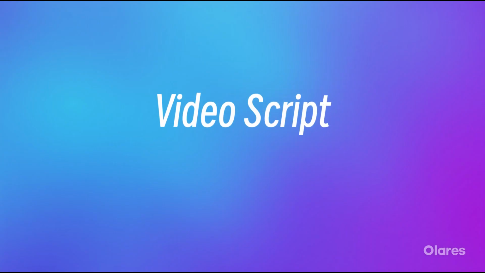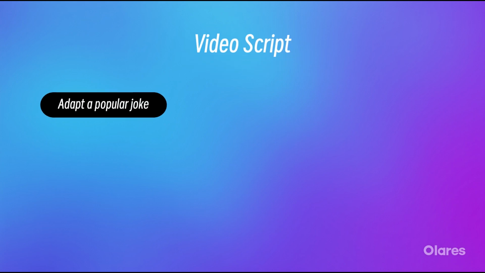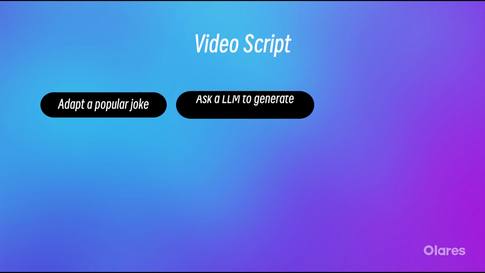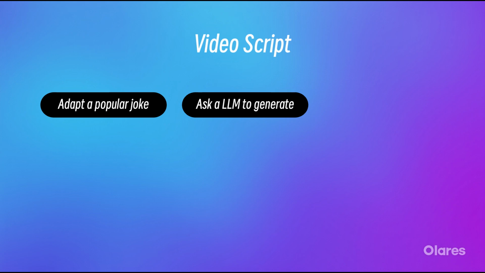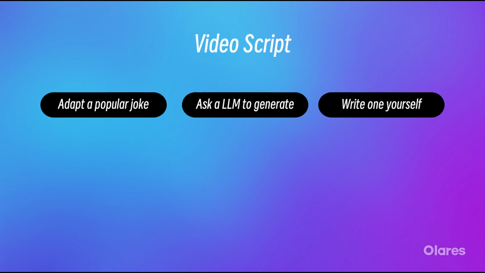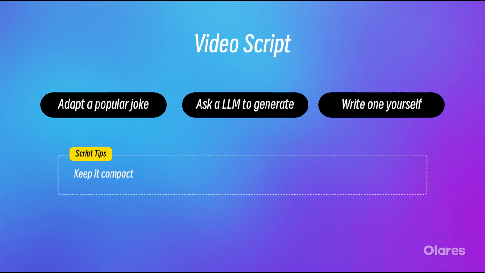You can get a short skit in different ways. Adapt a popular joke while avoiding copyright issues, ask a large language model to generate a twisty two-person dialogue, or write one yourself using the classic structure: misunderstanding, clarification, reversal. Keep it compact, give each character a clear role, and end with a payoff or contrast that matches the quick, high-feedback nature of short-form video.